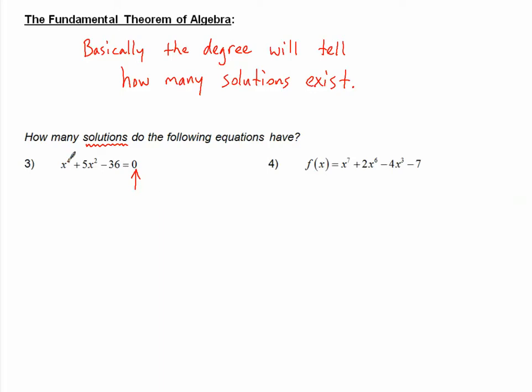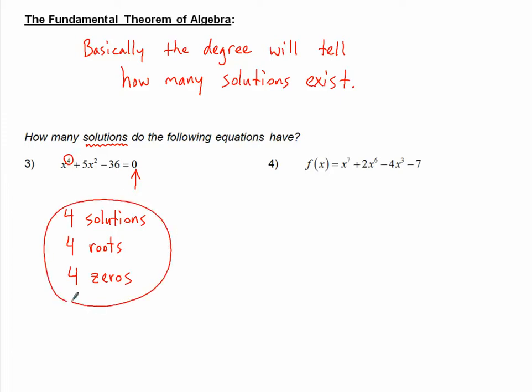The degree of this is 4. That's the highest degree that I see. So there are 4 solutions. Or there are 4 roots. Or there are 4 zeros. Now I cannot technically say that there are 4 x-intercepts because maybe they're not going to be real answers. We're going to find out in a later tutorial that we can find imaginary solutions, but I do know that there will be 4. So I'm not going to put 4 x-intercepts because until I know something more about that function, I don't know if it's going to cross the x-axis.